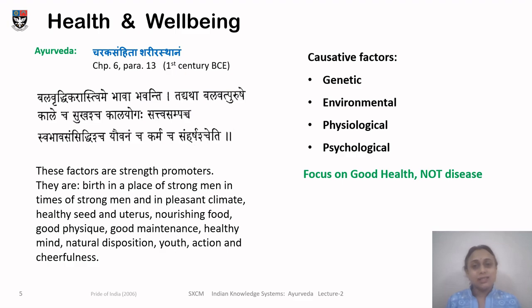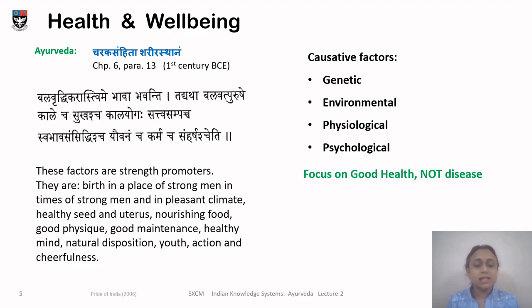In lecture 1, we looked at the definition of health and well-being as given in the Sushruta Samhita. Samadosha, Samagni, everything in balance in the body. The Charaka Samhita in its chapter 6, paragraph 13, also indicates the causative factors for this well-being. It is not just the balance of dosha, but what else is it that maintains health?